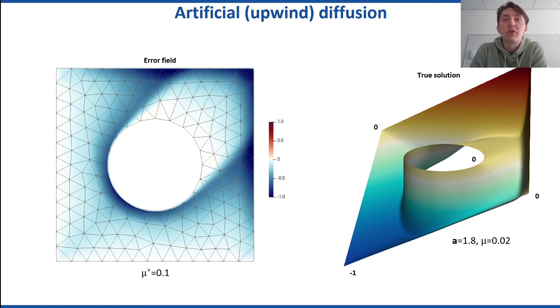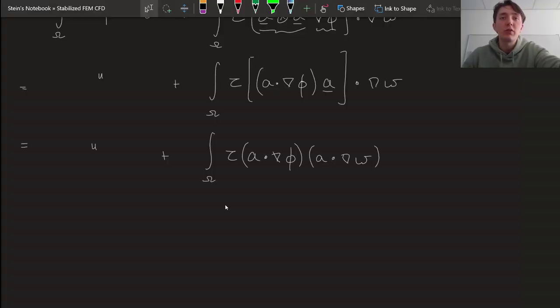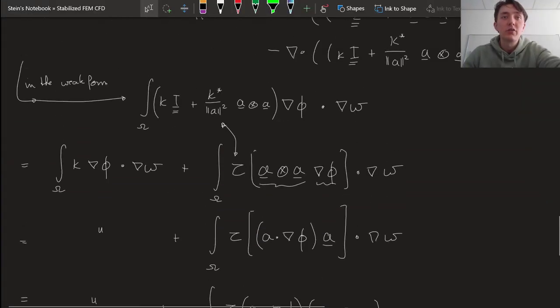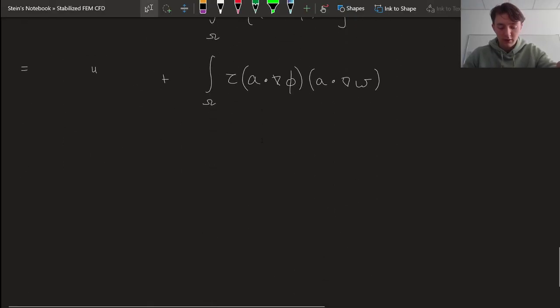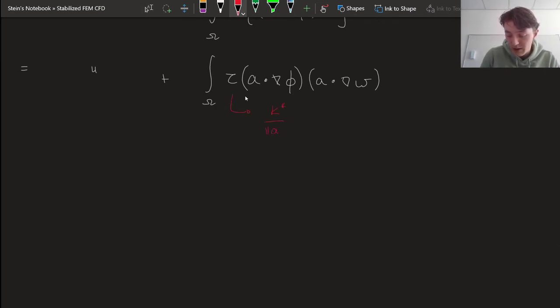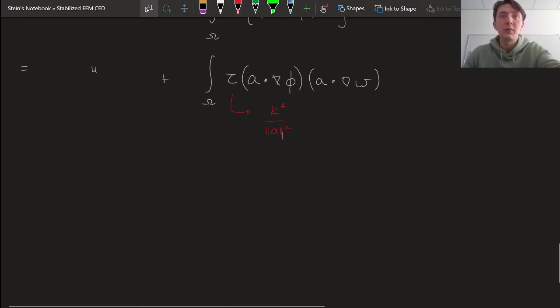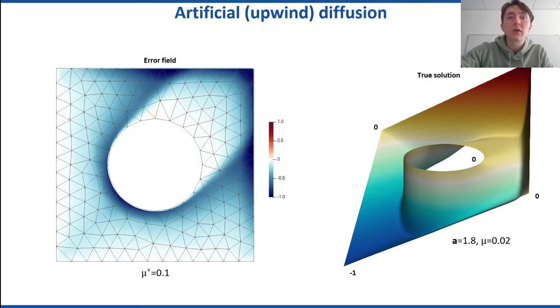So this is artificial diffusion in the isotropic sense. Now I'm using the same value for the artificial diffusion. So I'm using the same value for kappa star, the one over here, for the next experiment, but now I'm using this term, right? So I'm using as tau, just to be very clear here, the same kappa star divided by a square, and then I'm adding this new term in my bilinear form as opposed to simply upping the diffusion. And the solution that we get is something like this.